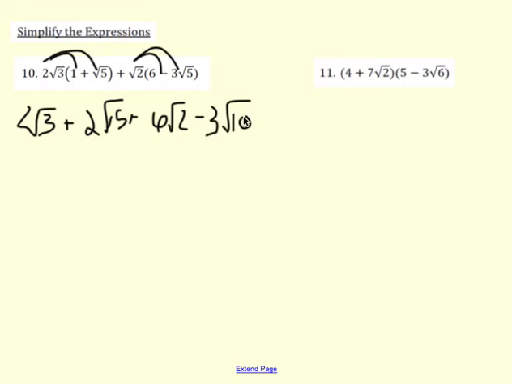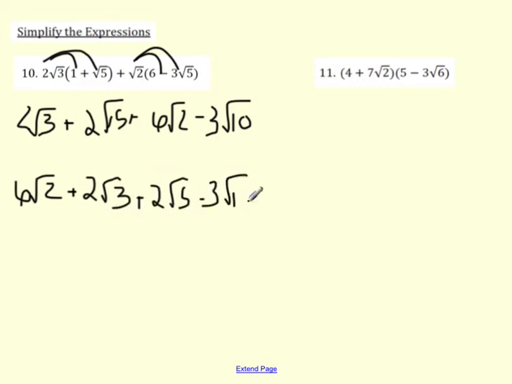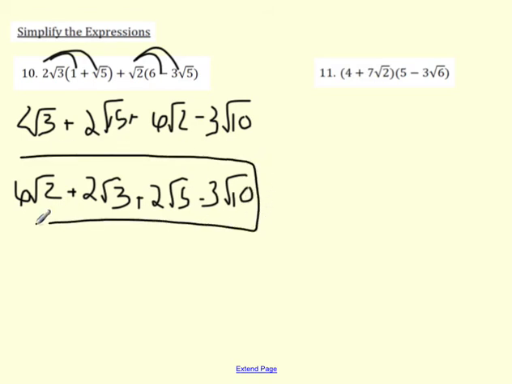So now we want to take a look, and there are no terms that can be combined. There are no like radicals. So I'm just going to go from smallest to largest. So I'm going to start with 6 square root of 2, and then I'm going to have 2 square root of 3, and then 2 square root of 5, minus 3 square root of 10. So this right here is your final answer for number 10.